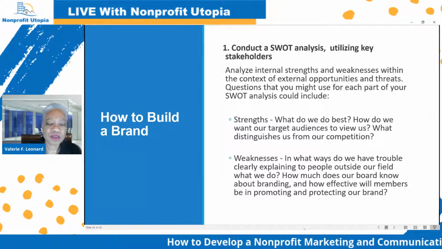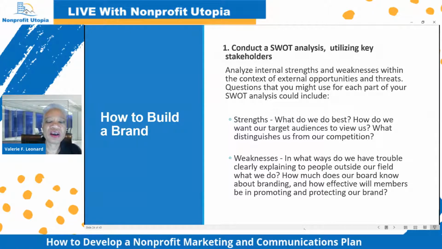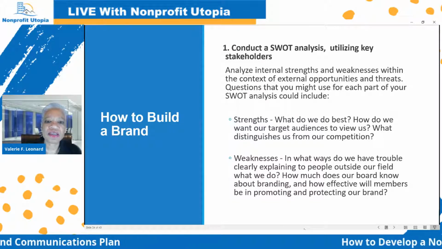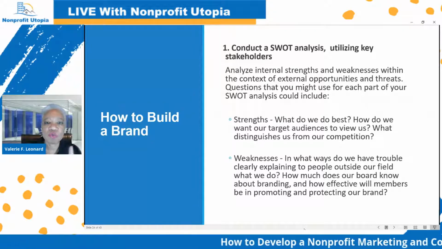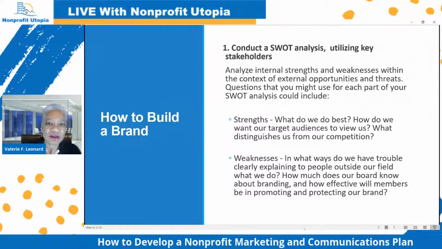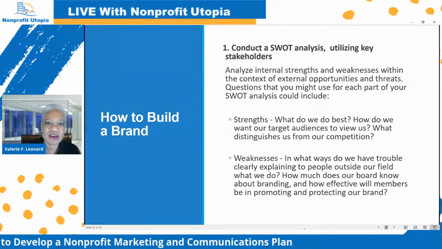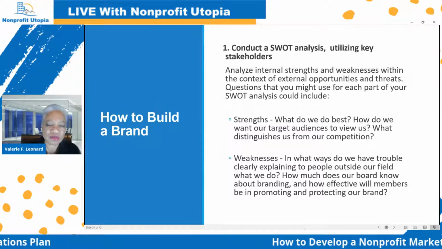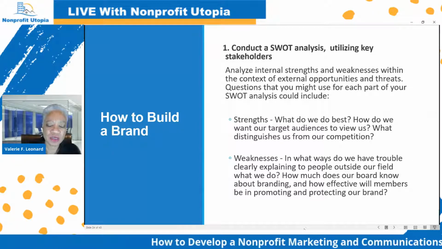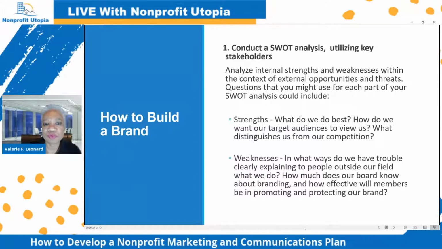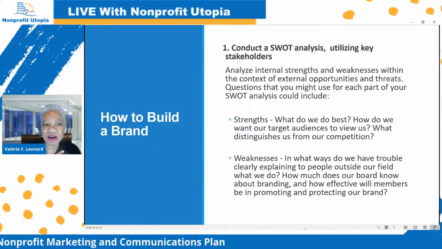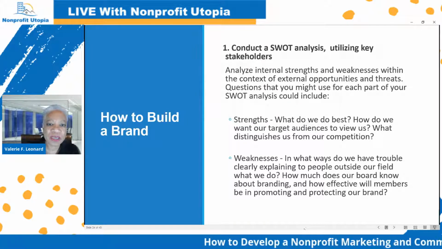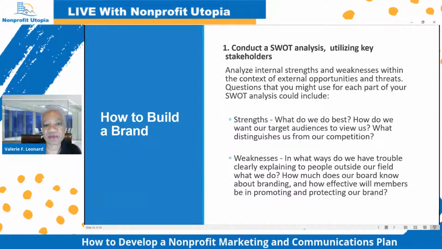All right. So how do you build a brand? You start off with a SWOT analysis. So when we talk about a SWOT analysis, we're talking about looking at strengths, we're talking about looking at weaknesses, and the strengths and weaknesses are those characteristics that pertain to the organization. So they're characteristics of the organization. When we talk about opportunities and threats, we're talking about things that are beyond the organization's control and they're happening in the environment or in the community and it can impact their work.